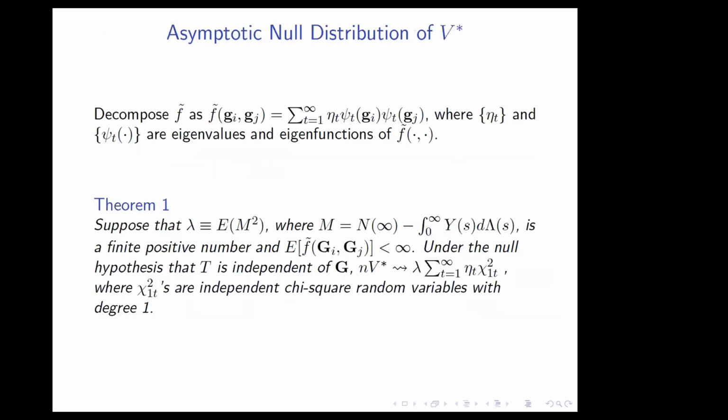Then to do the test, we need to know the asymptotic null distribution of the weighted V statistic. We prove that under the null hypothesis that T is independent of G, n times the weighted V statistic converges to this mixture of chi-square 1 distributions, where lambda is the mean of the squared martingale residual, and these eta_t's are the eigenvalues of the function F tilde.